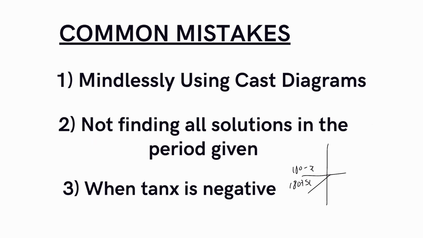Number two, not finding all solutions in the period given. Naturally you get given a period, usually 0 to 2 pi, and you need to find all the solutions in that period. But sometimes it'll extend out to 4 pi or another period, and in that situation, the common mistake is you're not fully finding all solutions there. That's especially true if you've got 2 theta equals something and then you need to halve it, and we'll go through how to do that as well.